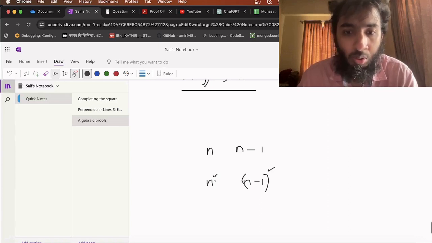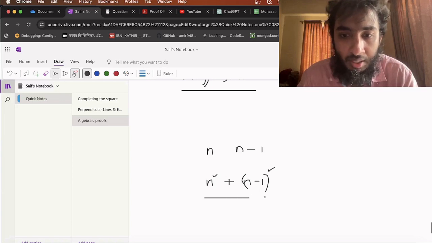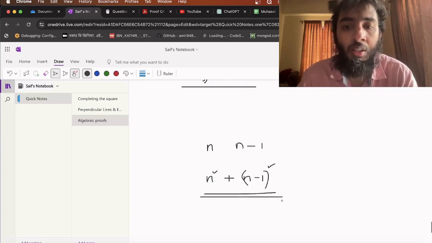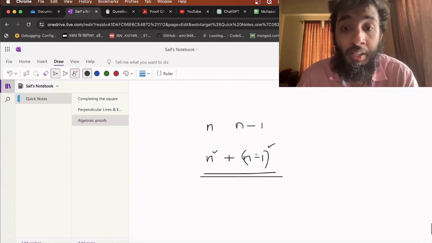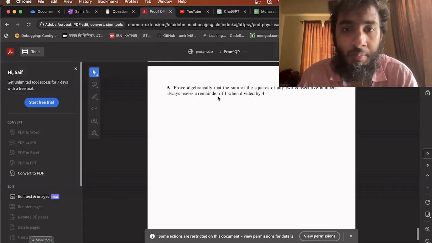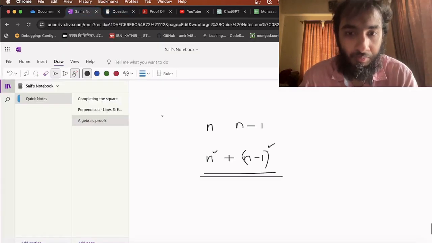Right. So you have to prove that the sum of the squares of these two consecutive numbers, this expression, will always leave a remainder of 1 when it is divided by 4. Always leaves a remainder of 1 when divided by 4.